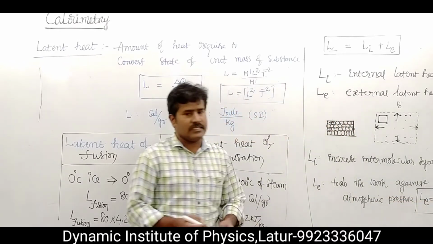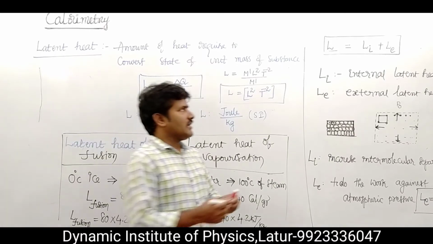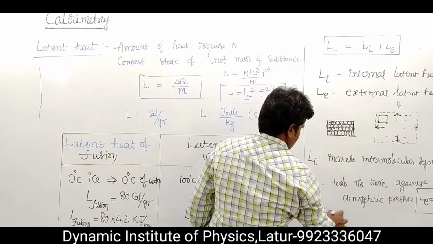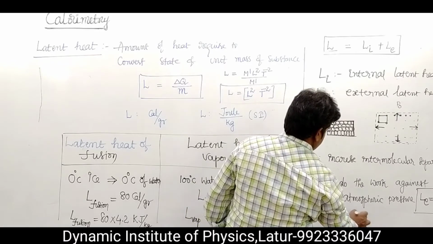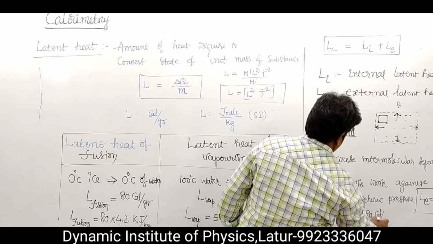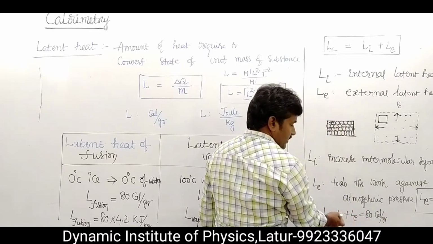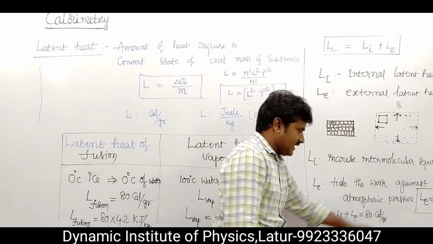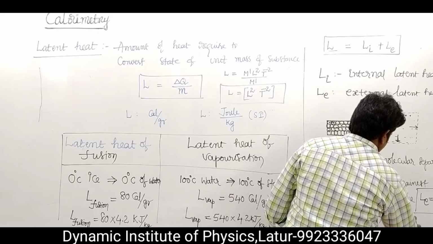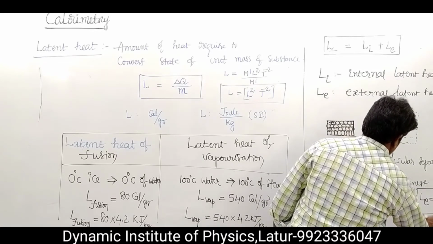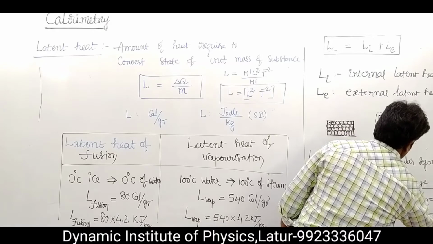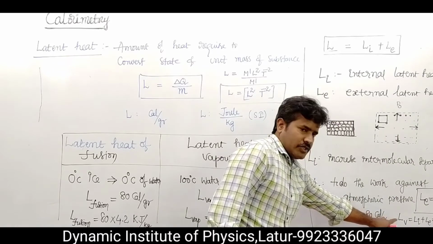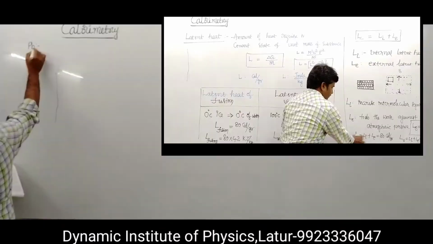So total latent heat is internal plus external. For example, in fusion, Li plus Le equals 80 calorie per gram. That is the latent heat of fusion. The latent heat of vaporization, Li plus Le, equals 540 calorie per gram.